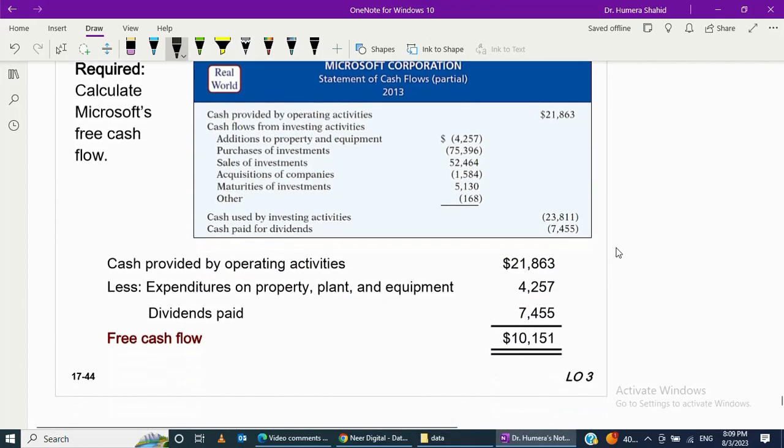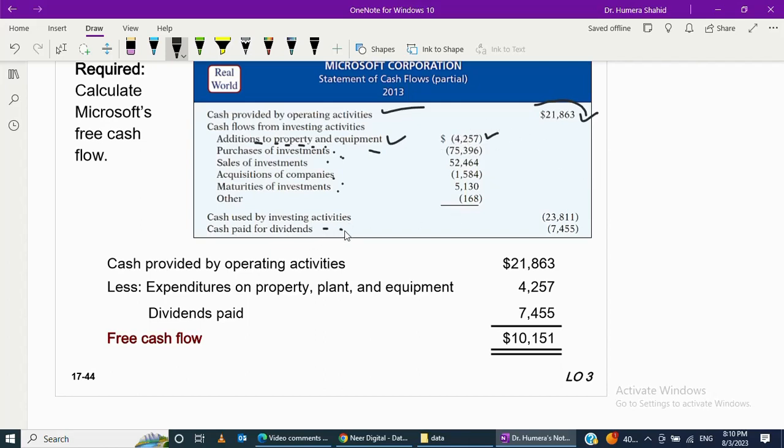If you see here, I have an example for you. This is Microsoft Corporation, their statement of cash flow. We have operating activities 21,863. So I need to calculate free cash flow. So operating activity cash flow minus capital expenditures. There, can you see how much capital expenditures? 4,257. This is the money you need. Don't consider investment. Investments are by choice. If you have money, you will invest. If you don't have money, you will not buy the shares of other companies. But property, plant and equipment, you cannot compromise on it. You need them. So this is mandatory capital expenditure.